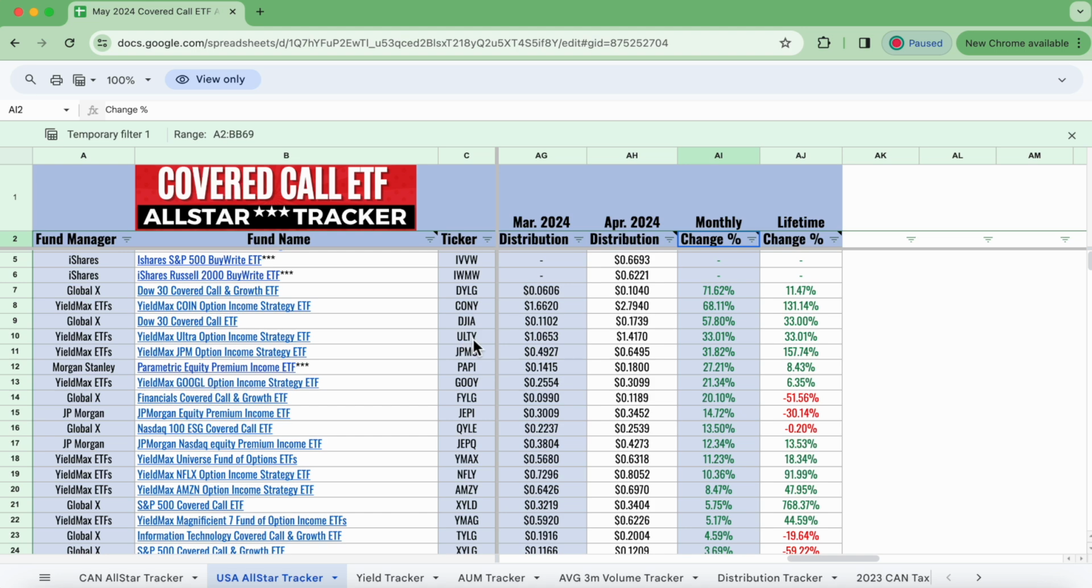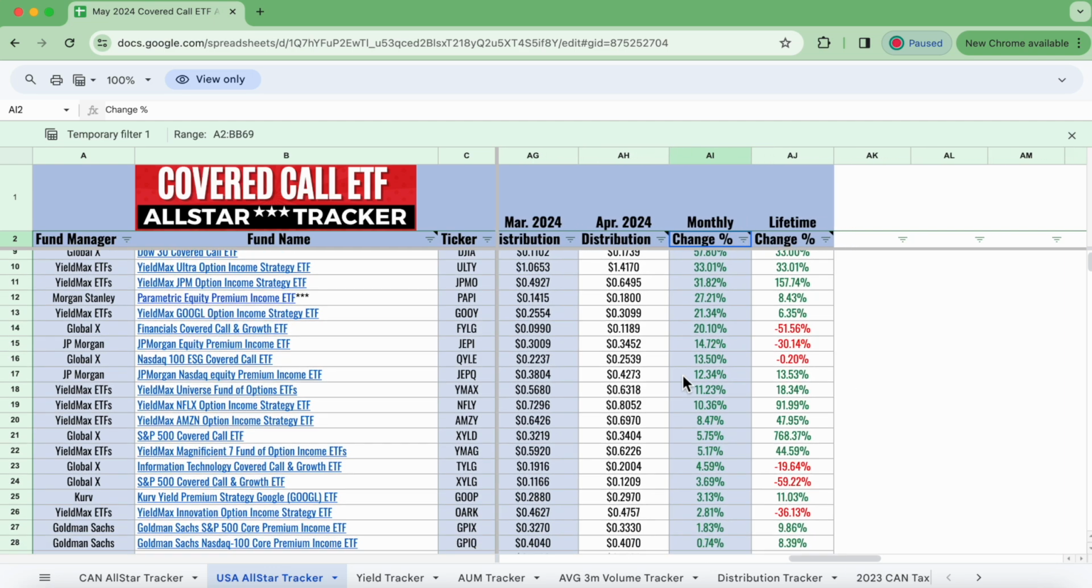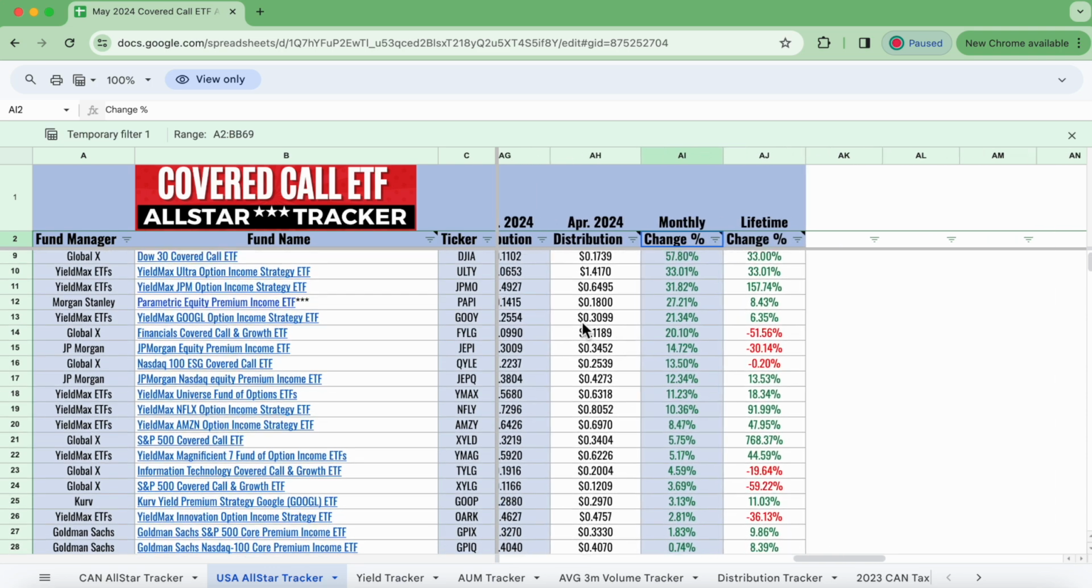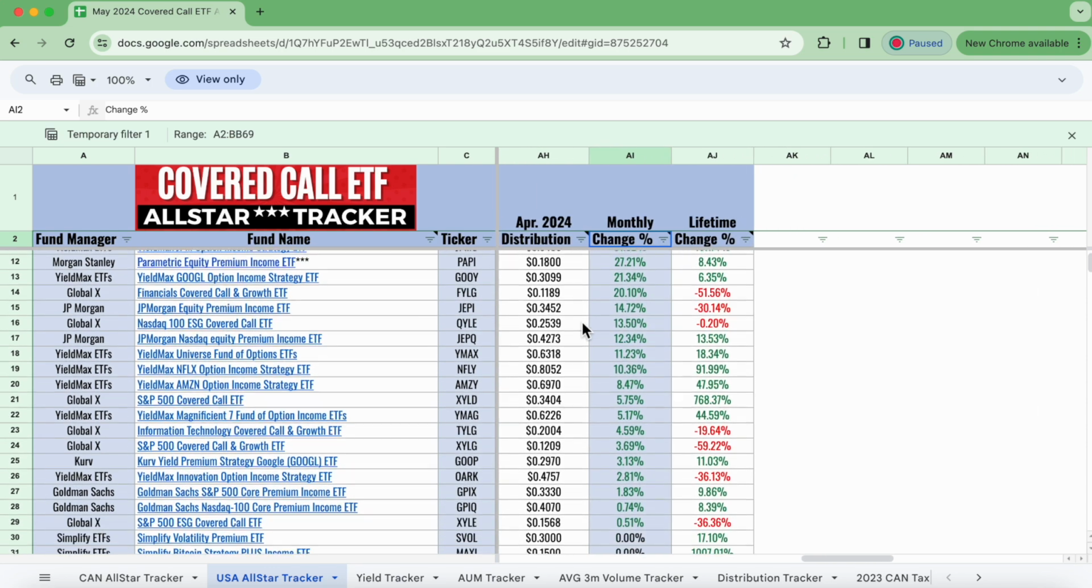Then we got Alti, which is up 33% with its distribution increase. But wow, it's basically the highest volatile stocks, I think, across the American market. Then there's some kind of more plain Jane ones like Pappy. It's a brand new one, Parametric Equity Premium Income ETF. Basically tracks, I believe, the S&P 500.